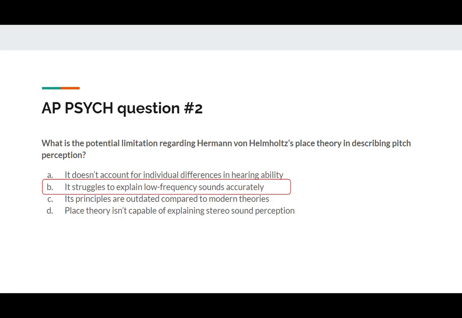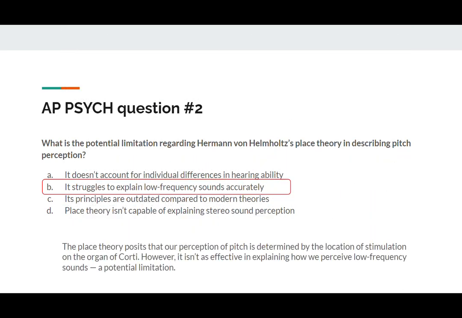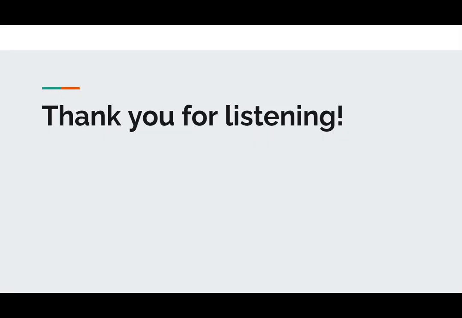So the answer is B. It struggles to explain low-frequency sounds accurately. The place theory posits that our perception of pitch is determined by the location of stimulation on the organ of Corti. However, it isn't as effective in explaining how we perceive low-frequency sounds, which is a potential limitation for the theory.